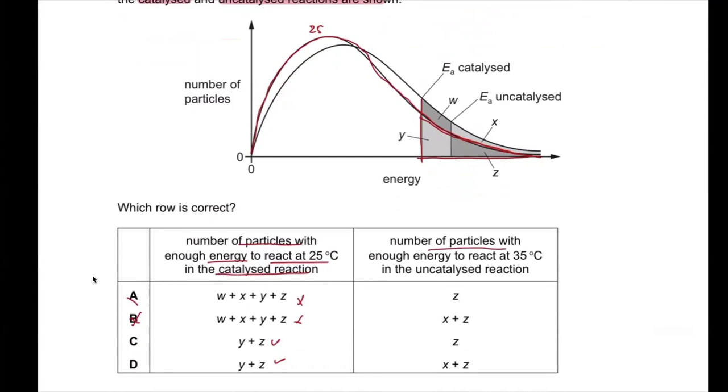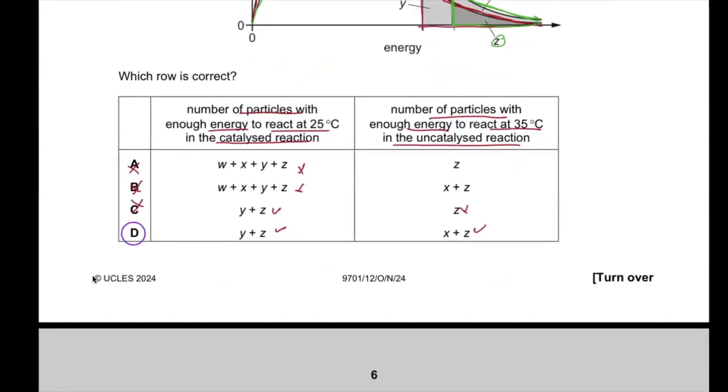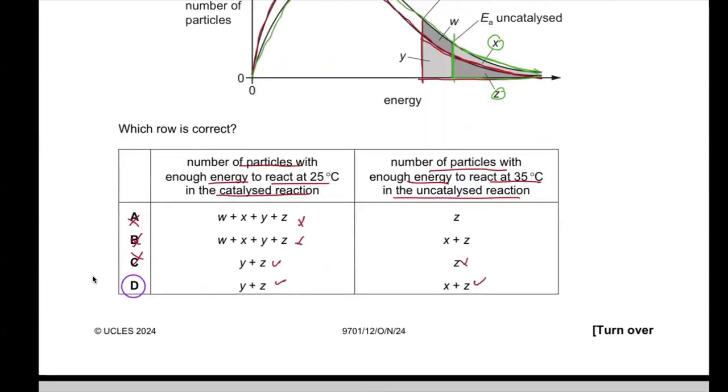Now the number of particles with enough energy to react at 35 degrees Celsius in an uncatalyzed reaction. Okay. So at 35 degrees Celsius and uncatalyzed reaction, this is the case. If this is the case, then we have X and Z. So this one goes wrong. So C is wrong. A and B were already wrong. So we are left with only option D. So D is correct. Yes, what did you not understand?